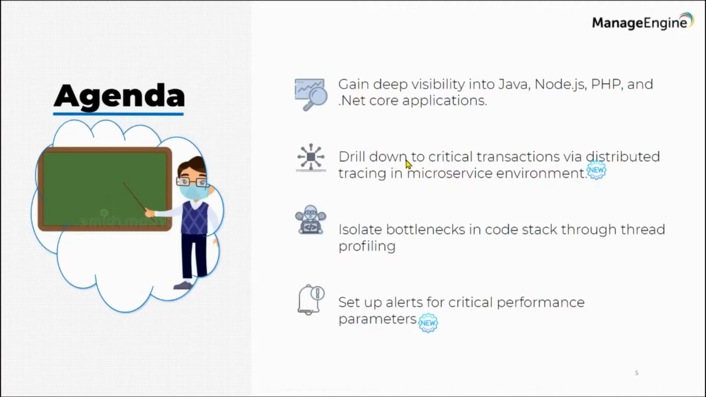This is the agenda for today. We'll start with monitoring your Java, Node.js, PHP, and .NET Core applications. Then we'll be moving on to monitoring the critical transactions for your application, which is spread across distributed systems. And we'll also be focusing on deriving the code stack through thread profiling. Finally, setting up the alerts for critical performance parameters of your application. This is going to be the agenda.